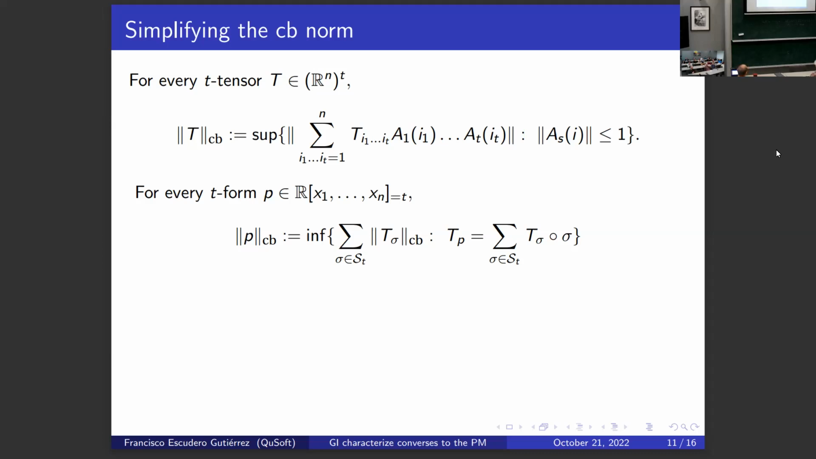And so to be clear, the T sigma, or T sub sigma, does not have to be symmetric. There is no rule. It can be any tensor, and you only care about finding families of tensors indexed by the elements of the permutation group such that they satisfy this decomposition of the symmetric tensor associated with the polynomial. It's complicated, yeah, but we are going to simplify it.